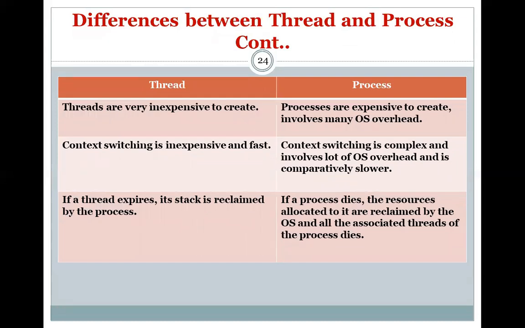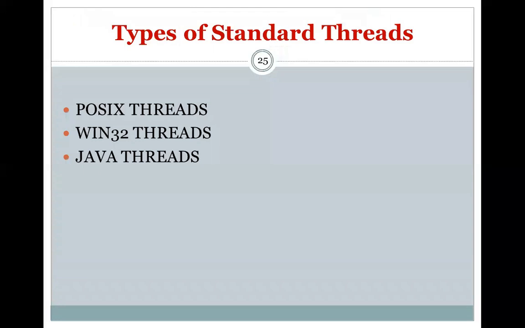There are some more differences between thread and process. Threads are very inexpensive to create, whereas processes are expensive to create and involve many OS overheads. Context switching is inexpensive and fast in threads, but context switching is complex, involves a lot of OS overhead, and is comparatively slower in process. If a thread expires, its stack is reclaimed by the process. But if a process dies, the resources allocated to it are reclaimed by the OS and all the associated threads of the process die. Some of the standard threads are POSIX threads, Win32 threads, Java threads.